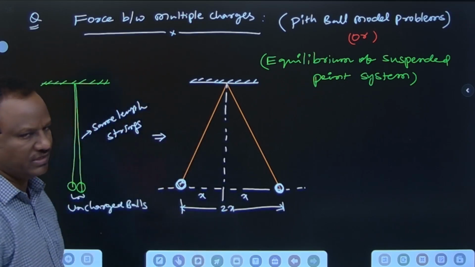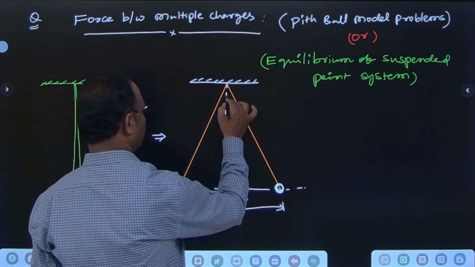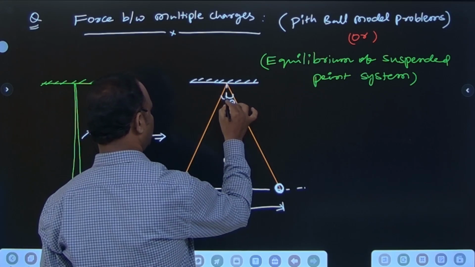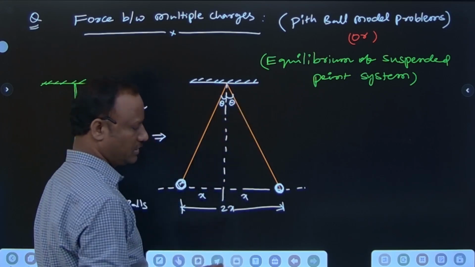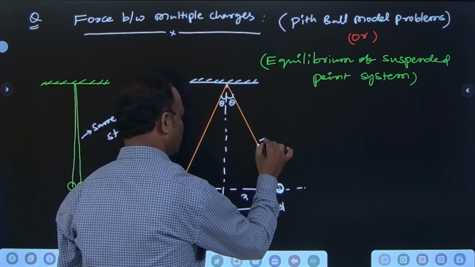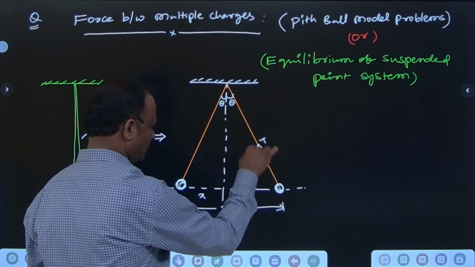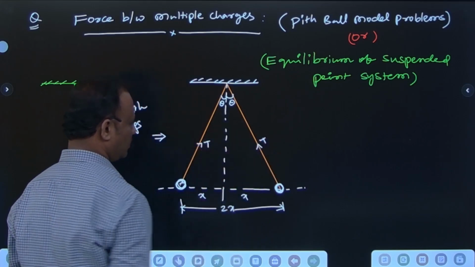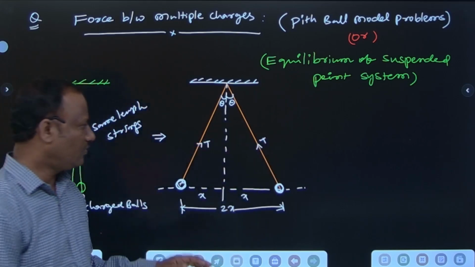Two strings are there, so there is an angular separation. This is theta and this one is also theta. The tension in each string is T.